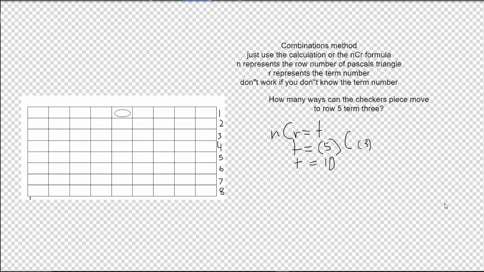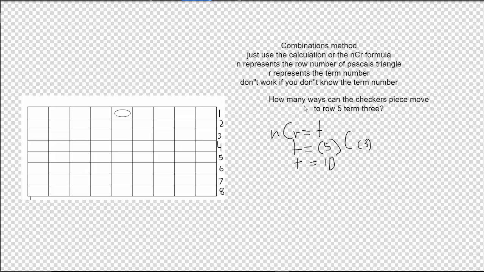The last way to deal with Pascal's triangle questions is the combination method. Just use the calculator or the n choose r formula. The n represents a row number and the r represents the term number in Pascal's triangle. This does not work unless you know the term number or if the question follows Pascal's triangle directly. If it doesn't, it's not going to work.